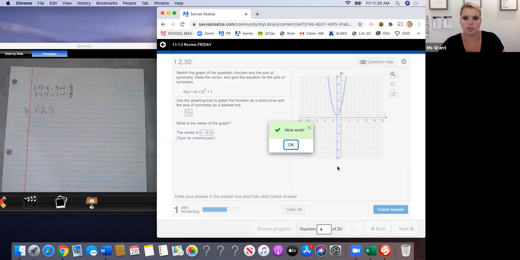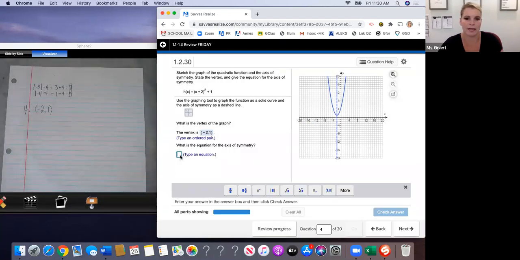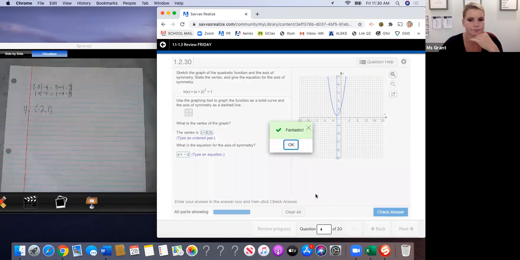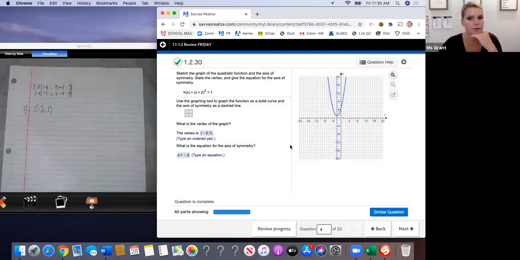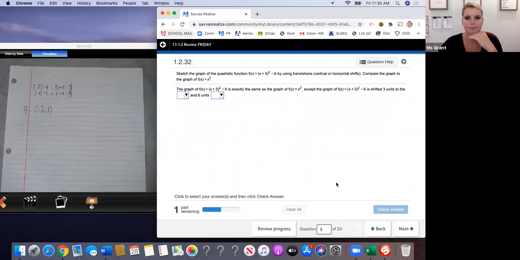I'm going to check my answer. Nice work. Oh, I did a good job. Thanks, Pearson. What a guy. I'm just assuming Pearson's a guy. x equals negative 2. That's my axis of symmetry. Fantastic. Okay, keep moving on.